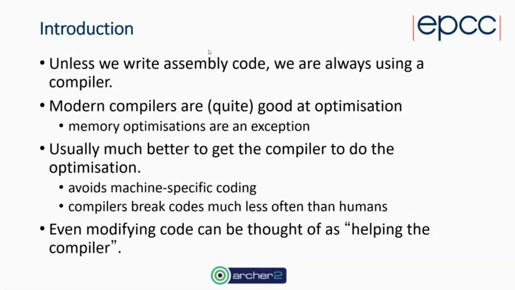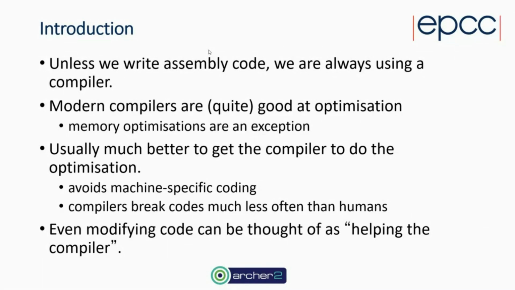Compilers are very good at optimization. There are always going to be bits of code they can't optimize, and particularly they struggle with memory optimizations and pointers and things like that. But if we can, it's usually better for us to get the compiler to optimize our code than to write explicit optimization things inside the code. And we should hopefully see what I mean by that as we go through the lecture.